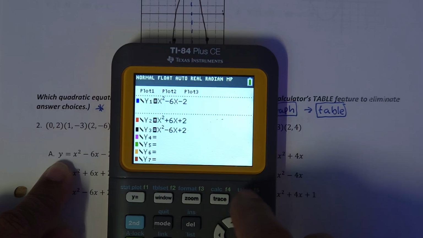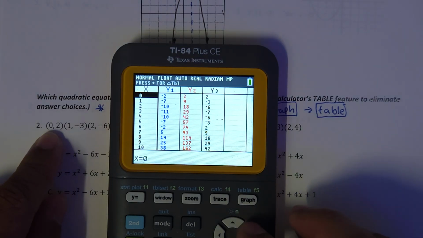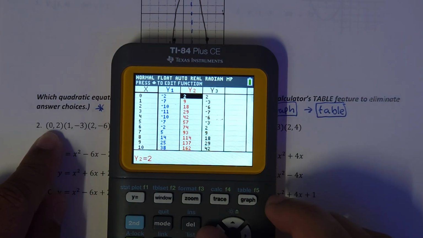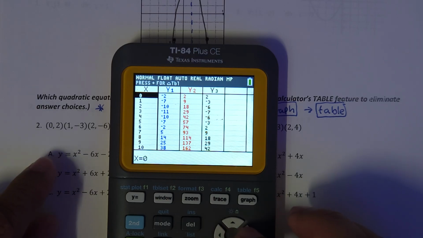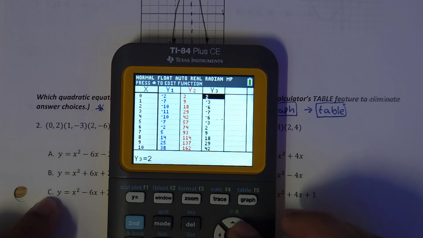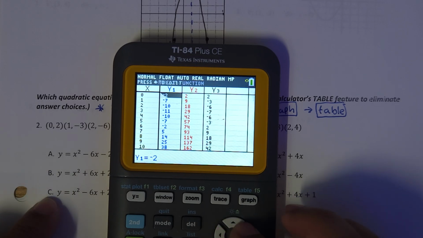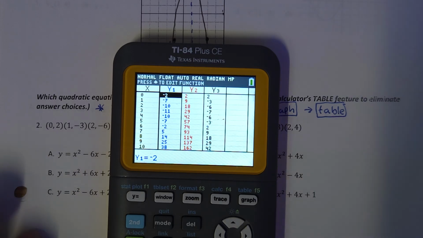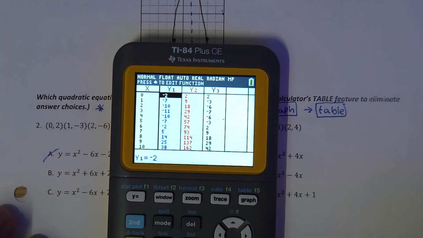So then I'm going to go again, second table. We're looking for (0, 2). We see that we have that point for the red graph, which is option B, and also the black graph, which is option C. So we have that in common. But the blue one, which is the first equation, we can eliminate. So we can cross this one out right away.